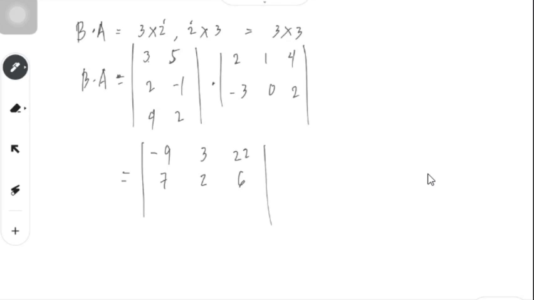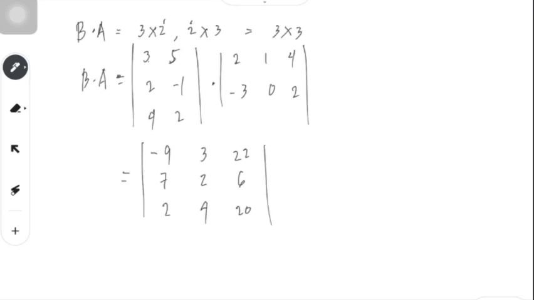4 by 2 is 8 plus negative 6. Correct, positive 2. What next? Positive 4, that's correct. 4 by 1, then plus 0. And the last, how much? 4 by 4, 16. 4 by 4 is 16 plus 4 is 20.